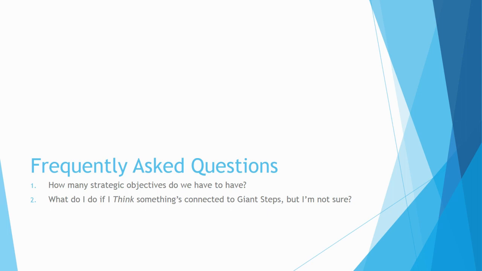The second question I've been hearing is, what do I do if I think something's connected to Giant Steps, but I'm not sure? Julia Jackson Newsom is willing to field all questions about the strategic plan. Reach out to her. If you don't want to do that, you can always indicate a connection on your report, and the Chancellor's Office will use that information. They may get in touch with you, or they may use the information as additional evidence of progress in and connections to Giant Steps.